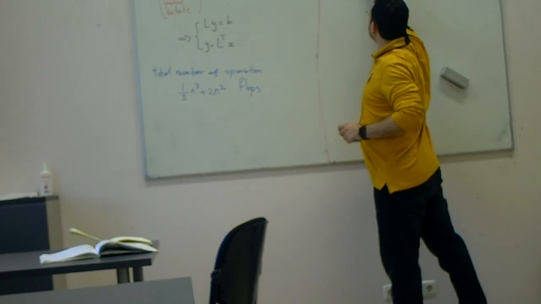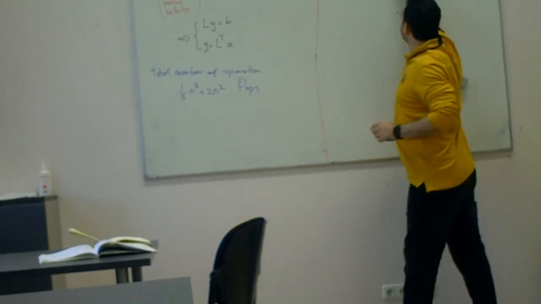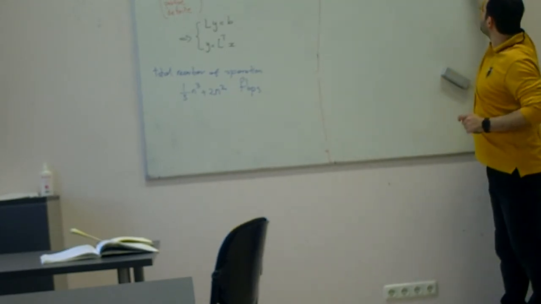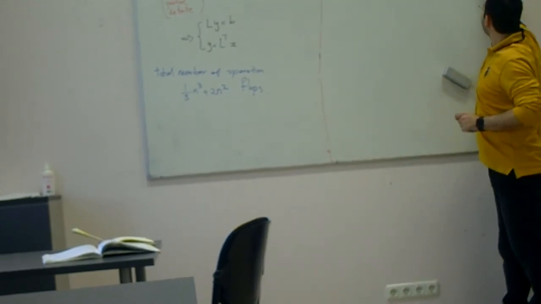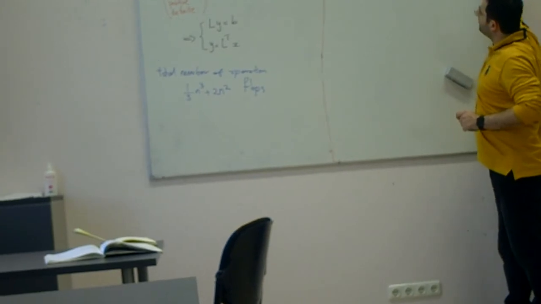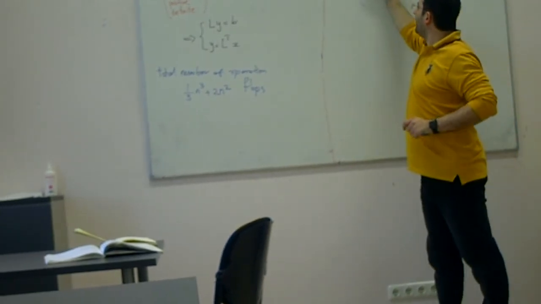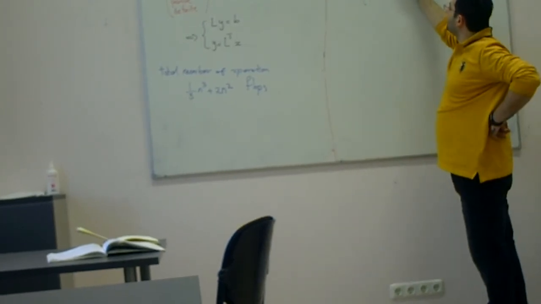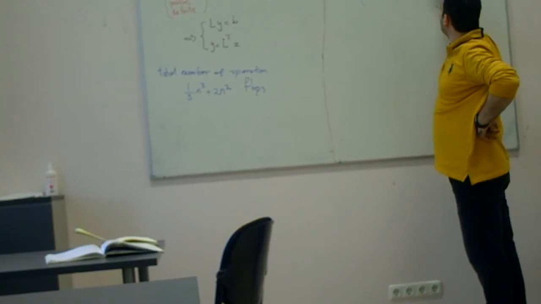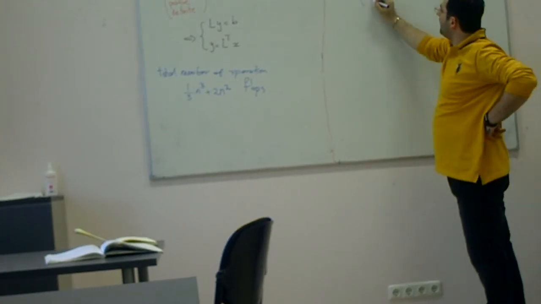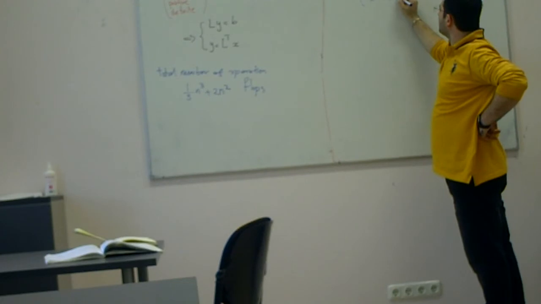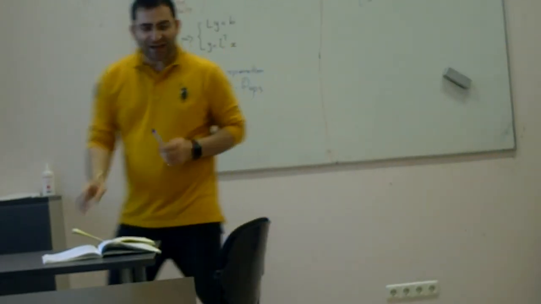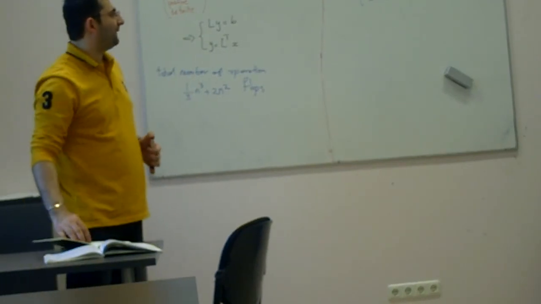A is positive definite if it is symmetric and x transpose A x has to be greater than 0 if x is not 0. x transpose A x is 0 if x is equal to 0. So in this case, we call it positive definite.